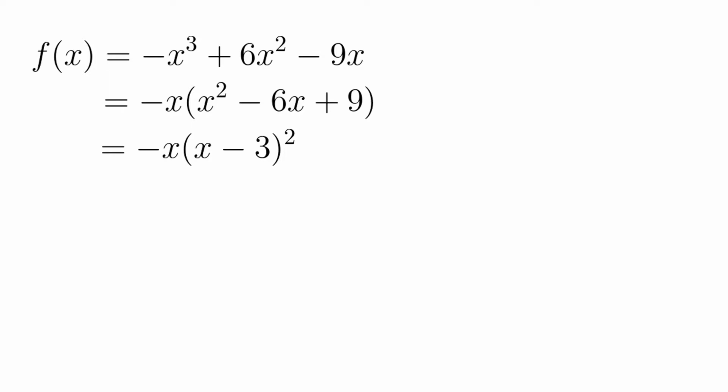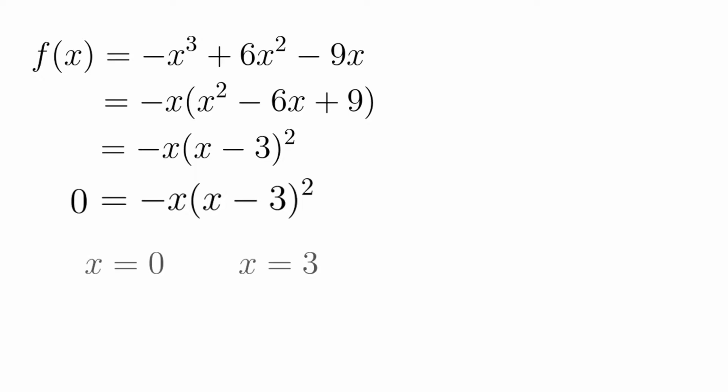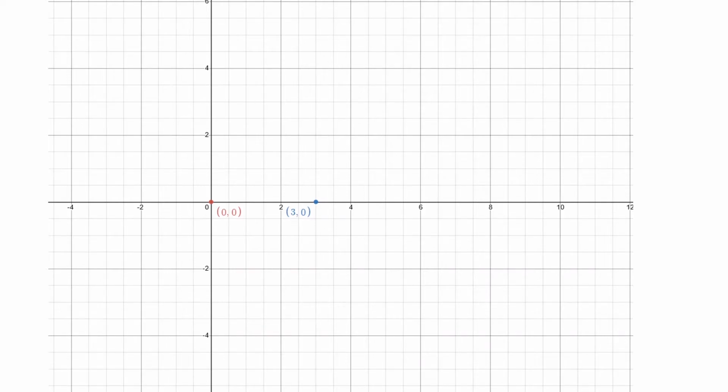Since this is equal to 0, we can set it equal to 0 and find the x-intercepts of the graph. So we know that x is equal to 0, which is also the y-intercept, and we also know that x is equal to 3, the point (3, 0), which is another x-intercept. We can plot these points on a graph. As we can see here, the graph goes through (0, 0) and also touches (3, 0).